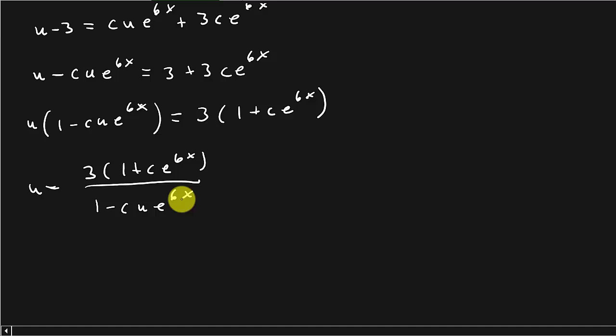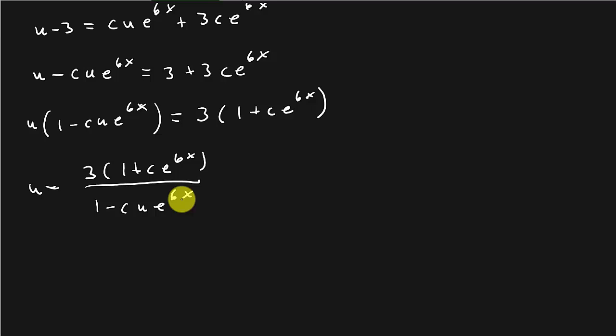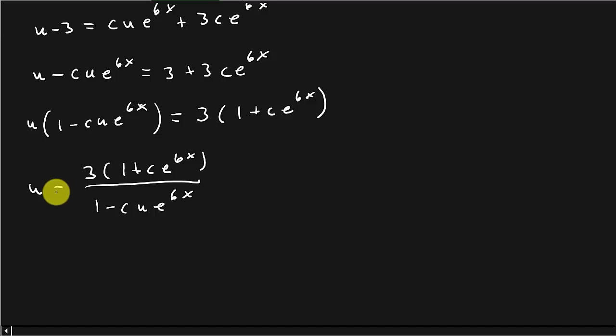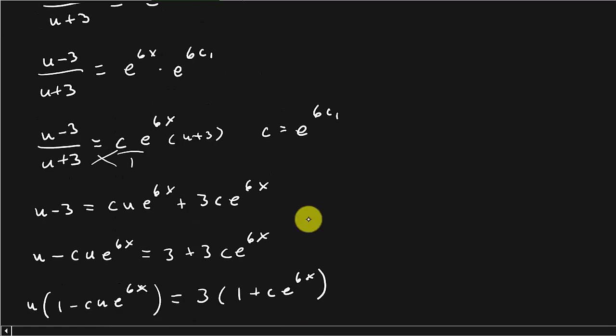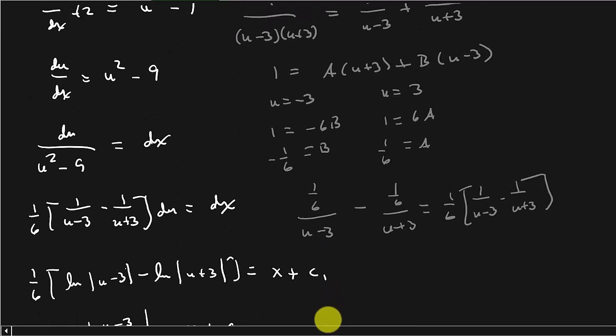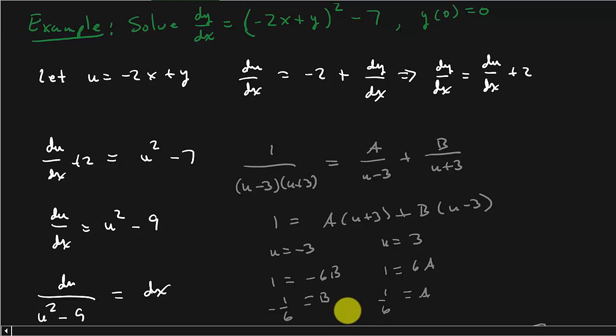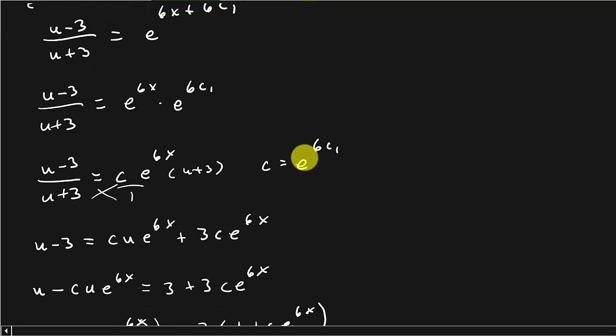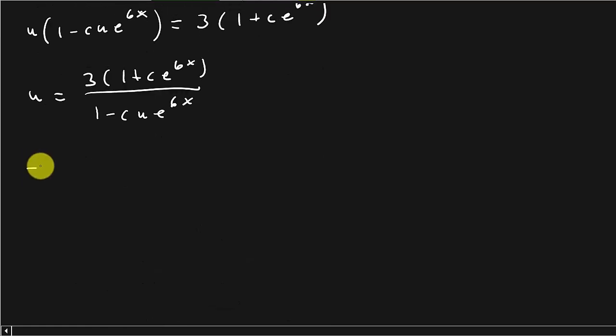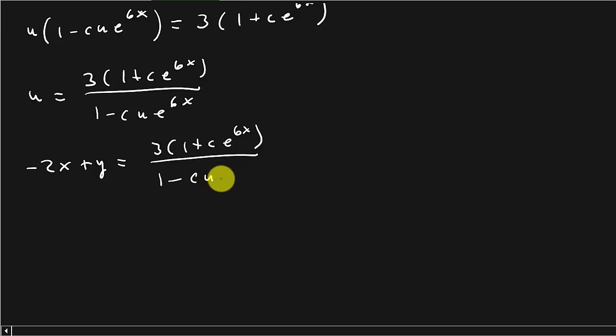All right, so we're getting there. It's looking pretty good. But, of course, u is the variable we used for the substitution. So what was u? We let u equal negative 2x plus y. So that gives me negative 2x plus y equals 3 times 1 plus c e to the 6x over 1 minus c u e.